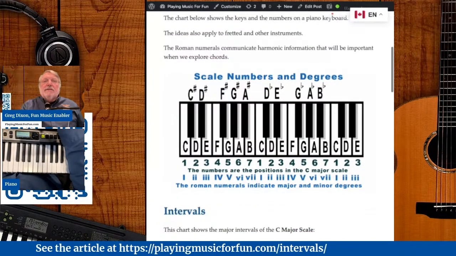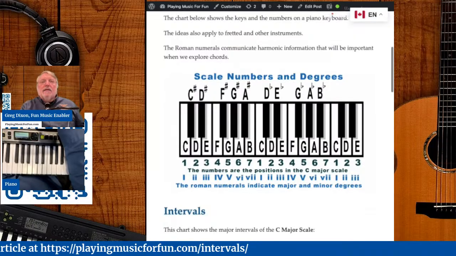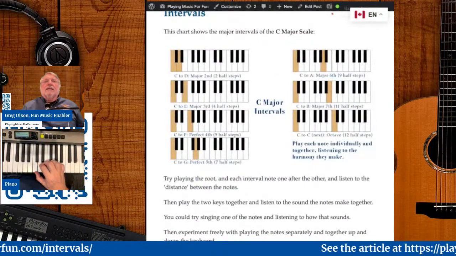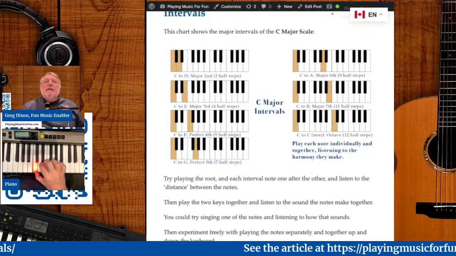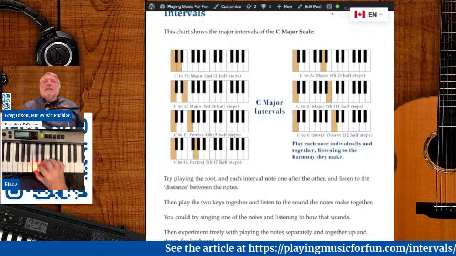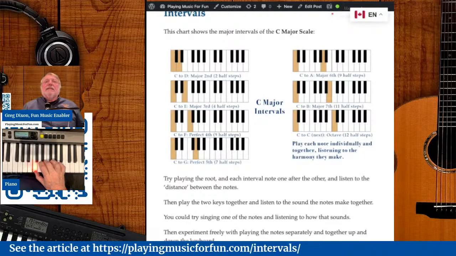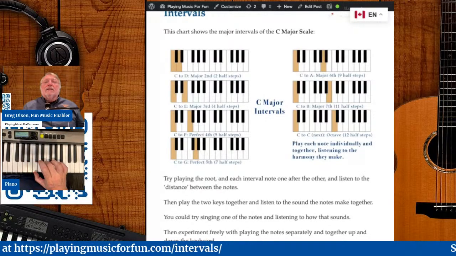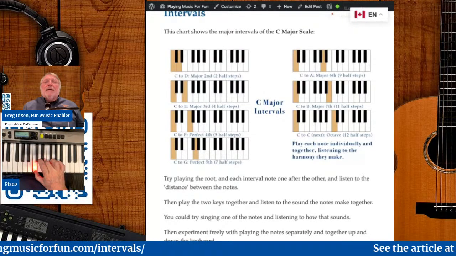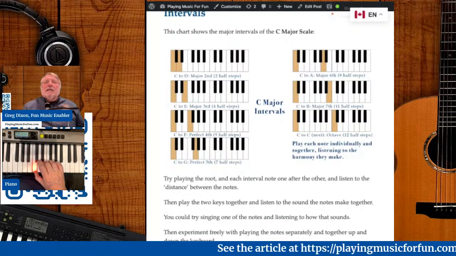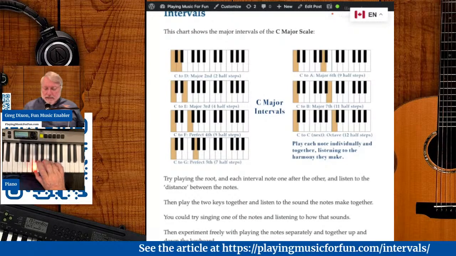And here are the intervals on the keyboard. The first one is C to D. That's a major second. The next one is C to E. That's a major third.